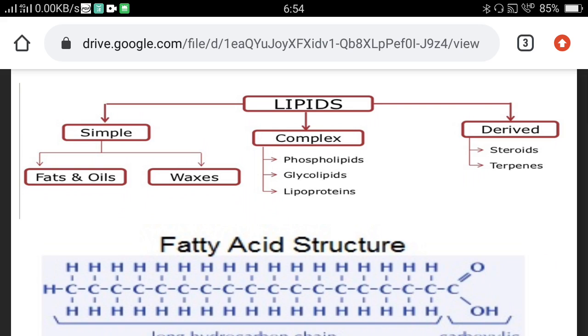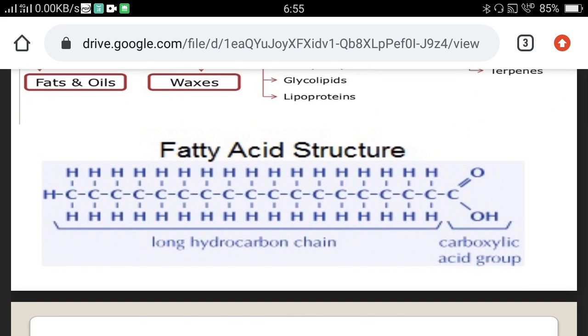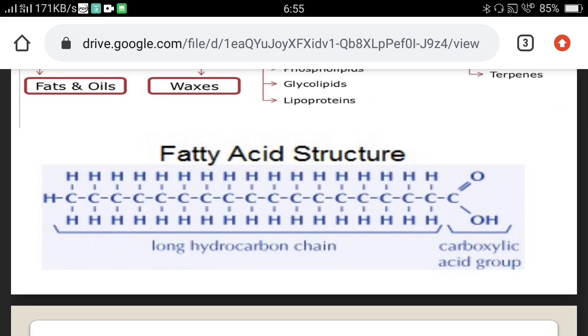See the structure of a fatty acid. That is a long chain of carbon, hydrogen, oxygen. It has a long hydrocarbon chain, and the functional group is the carboxylic acid group, COOH.